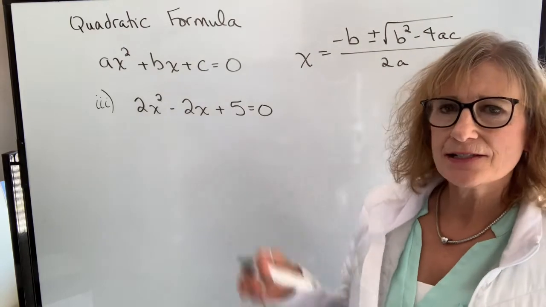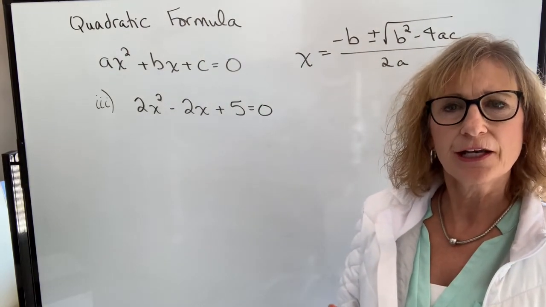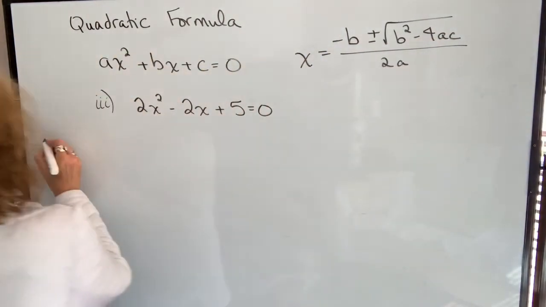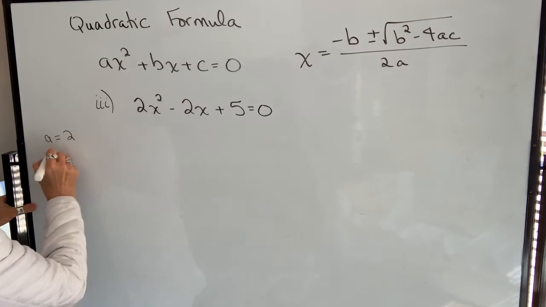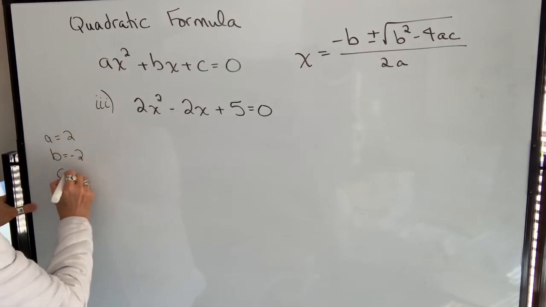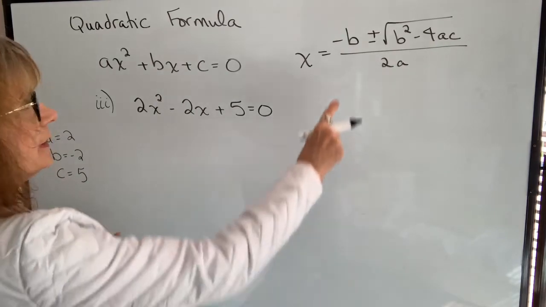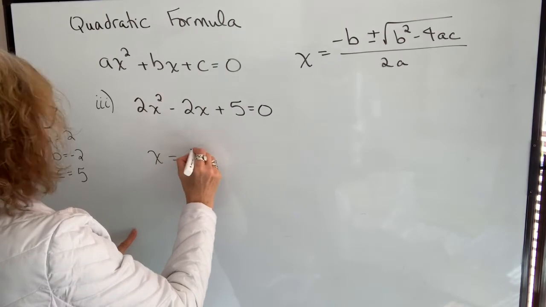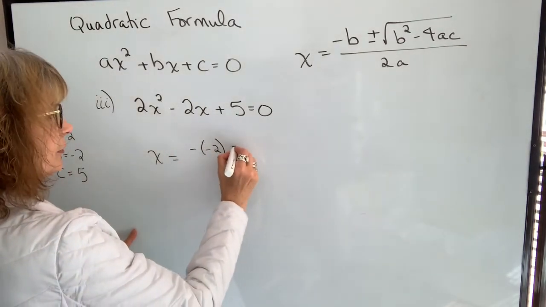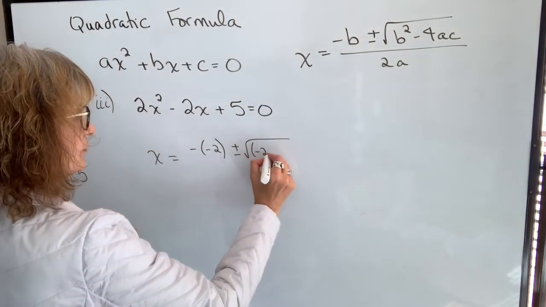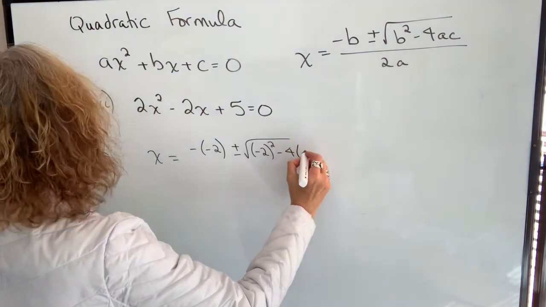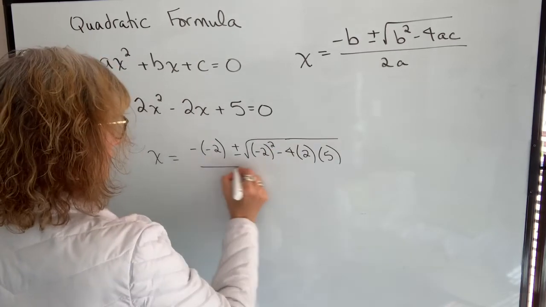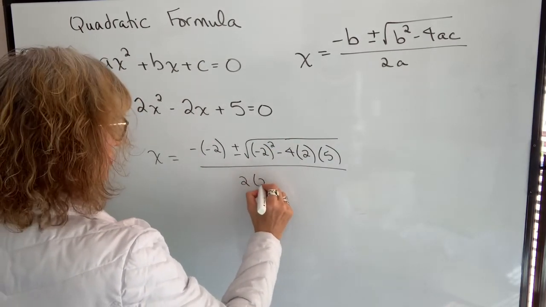All right, let's take a look at this example. Again, we're going to identify our a, b, and c. We've got it equal to 0, so we're happy there. a will equal 2, b will equal negative 2, and c will equal 5. Now that we have those values identified, we plug into our formula. So negative b, negative 2, plus or minus the square root of b squared, so negative 2 squared, minus 4 times a, which is 2, times c, which is 5, all over 2 times a, which is 2.